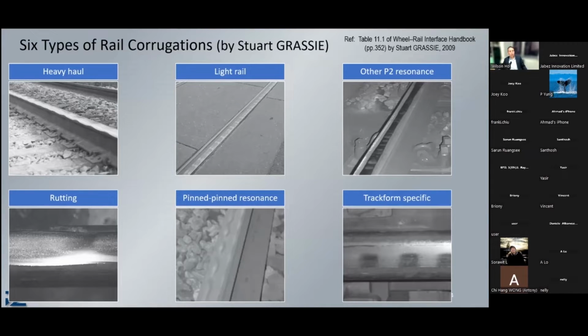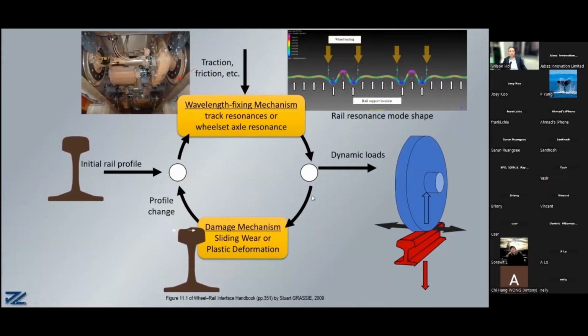So the six types of corrugation. Heavy haul, light rail. The first two types actually relate to the overload of the dynamic excitation, such overload making plastic bending or plastic flow in the wheel. And then P2 resonance, wafting, pin-pin resonance, and platform specific, a total of six types of corrugations.